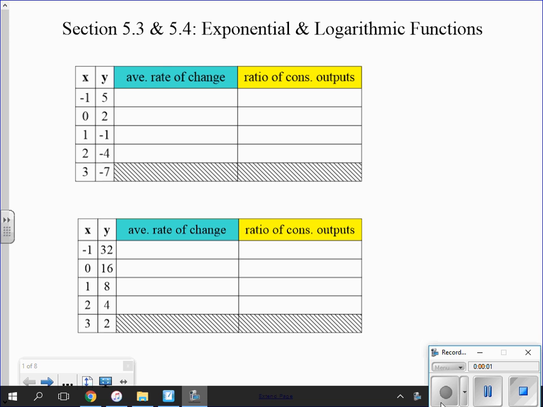We're only going to do half of this section of notes today. We're going to do 5.3 today. We're going to finish up with 5.4 on Monday.